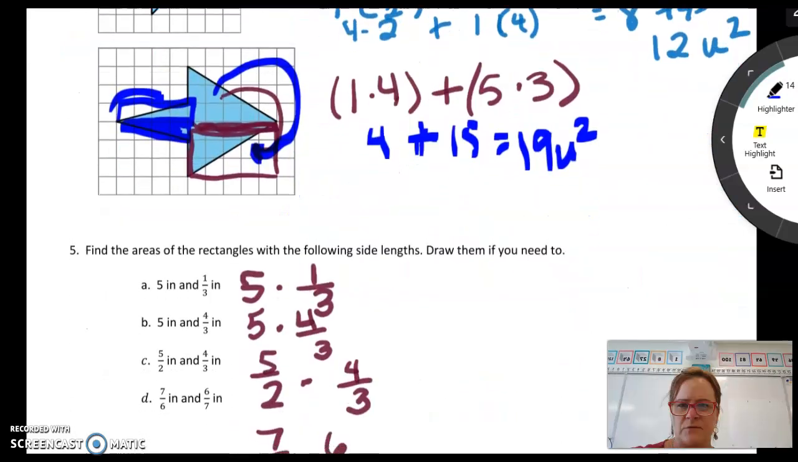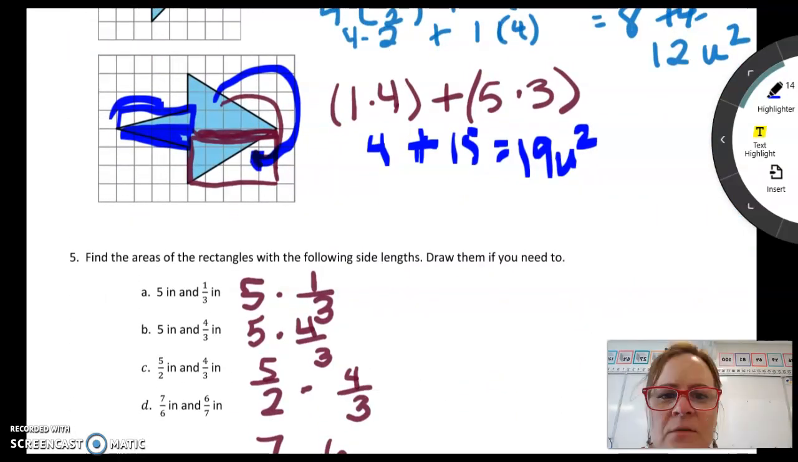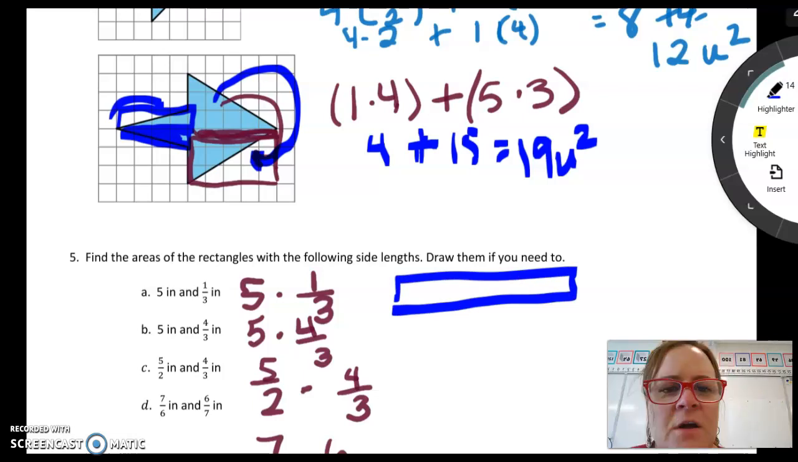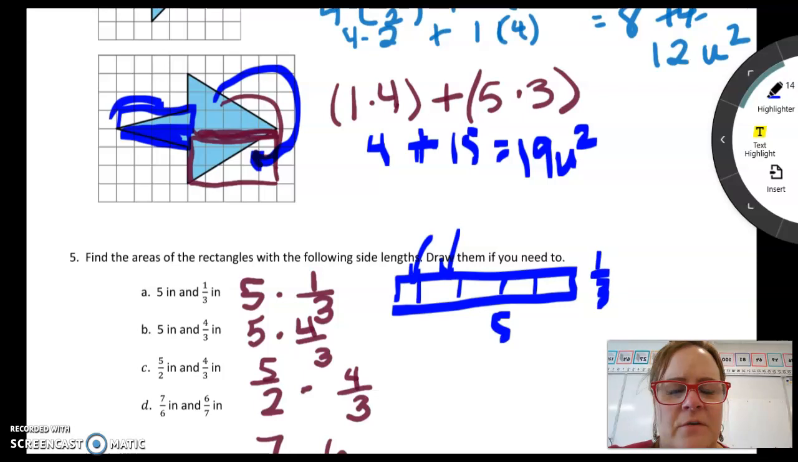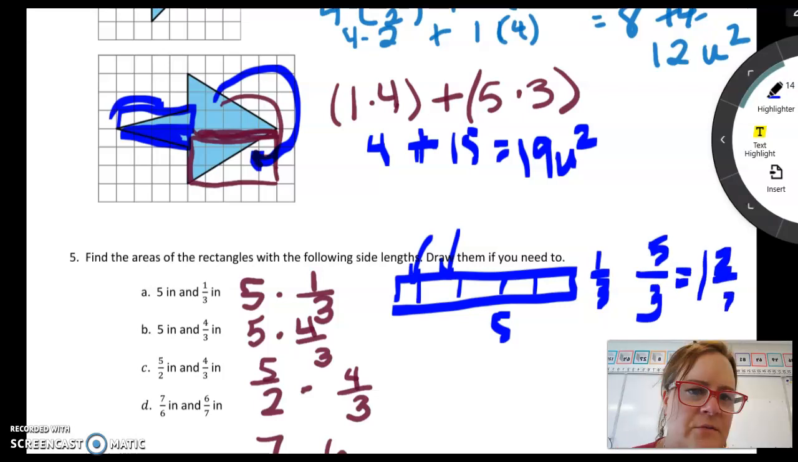All right, last one. We're finding the area of rectangles that have the following lengths. So you could have drawn these on grid paper. I think that might have helped you. A rectangle has a 5-inch by a 1/3 inch. That means there's 5 groups of 1/3. I like to think of it like how it would look. And each of these is not a total unit. Each of these is just a third of a unit, right? Because it's 5 by a third. And so there's 5 of 1/3, and that would be 5 thirds. And 5 thirds is, of course, 1 2/3. And these are inches squared.